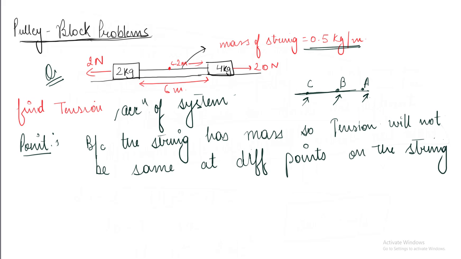Now the mass of the string is given as 0.5 kg per meter and the total length of the string is 6 meters, so the mass of the string is 3 kilogram. Now find the tension at the point 2 meters from the 4 kg block.